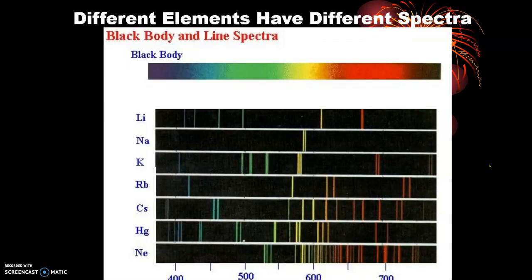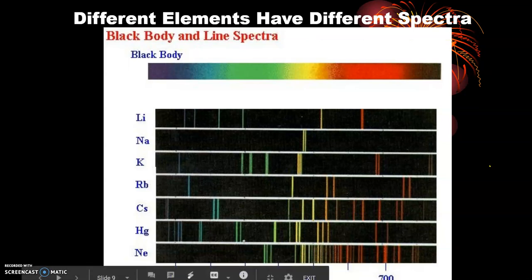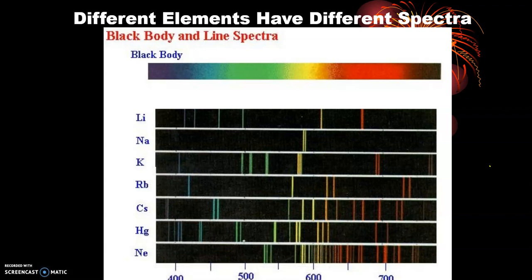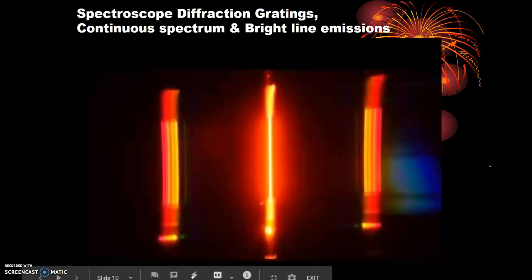Okay, different elements emit different types of spectra because they have different amounts of electrons in different positions that are excited and release different amounts of energy. So here we see at 400, 500, 600, and 700 nanometers in length, we see the purple, then blue, then green, then yellow, then orange, then red wavelengths.